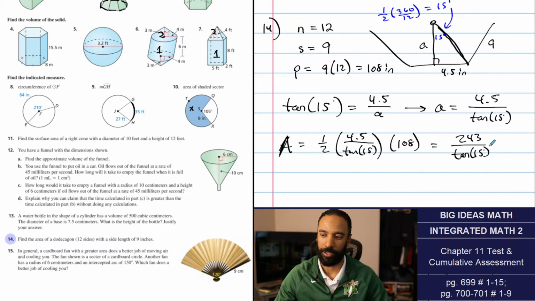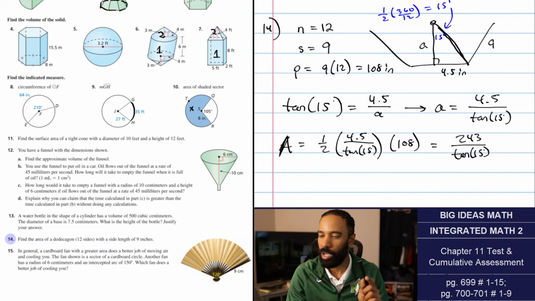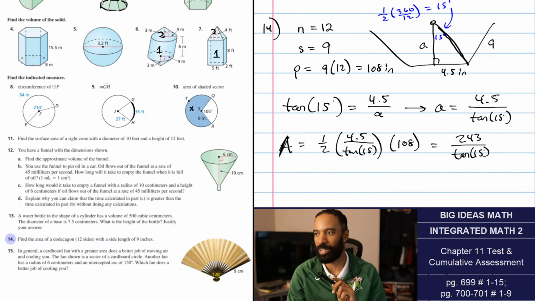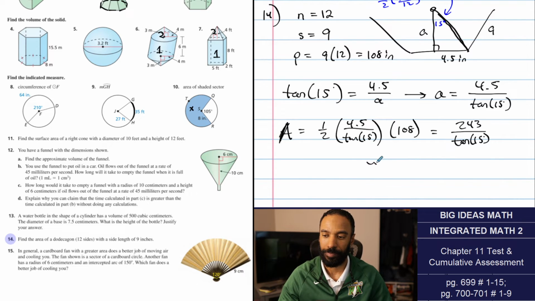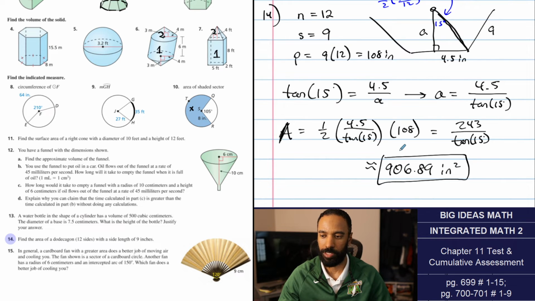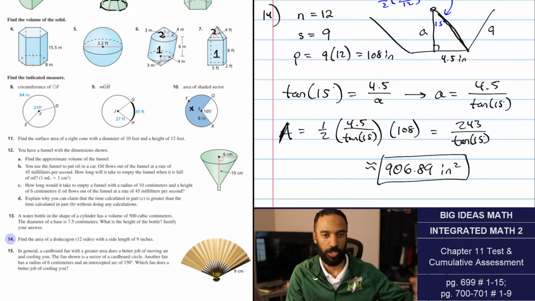Now make sure your calculator's in degrees, because mine always resets to radians. I guess I said it earlier. 243 divided by tangent of 15, and I'm getting 906.888. So 906.89 square inches. Yeah. Is that what they wanted? Yeah, the area of a dodecagon. They should have said regular dodecagon, by the way. I should call them out on that.